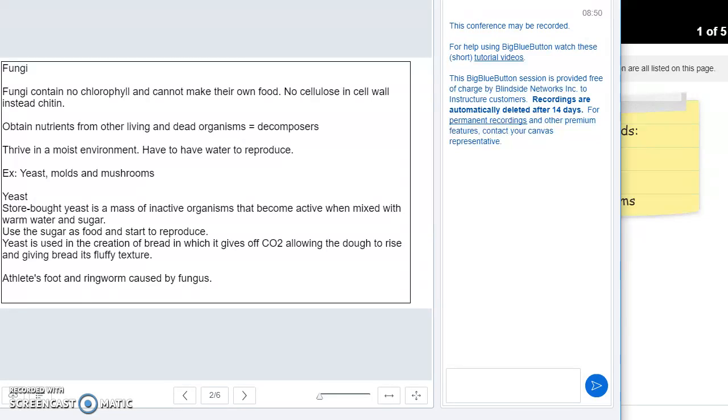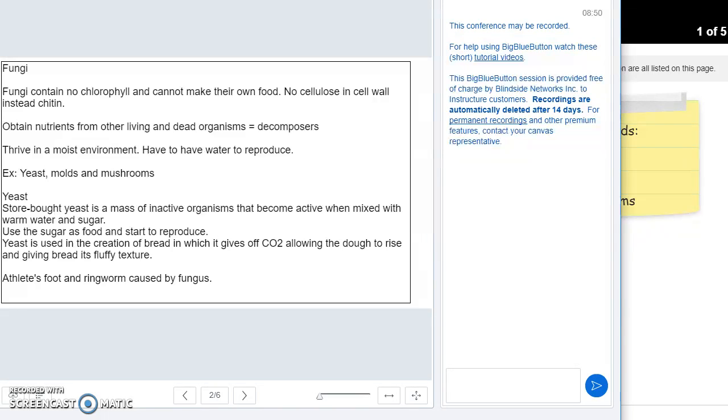So fungi obtain their nutrients from other living and dead organisms and are considered decomposers for the most part. We do have other types of fungi. We have parasitic fungi and we do have mutualistic fungi. But for the most part, when you think of fungi, you probably think of decomposers. And fungi thrive in a moist environment and have to have water to some extent to reproduce.